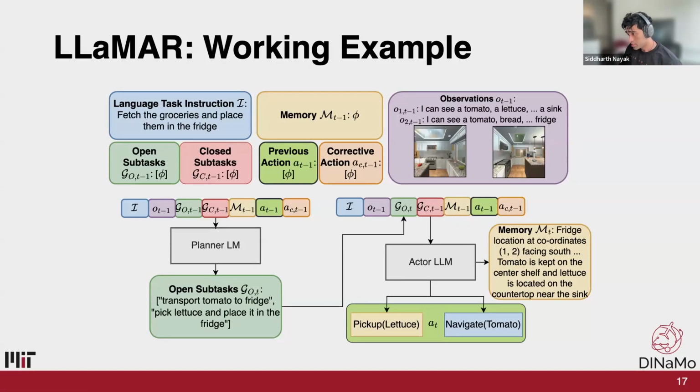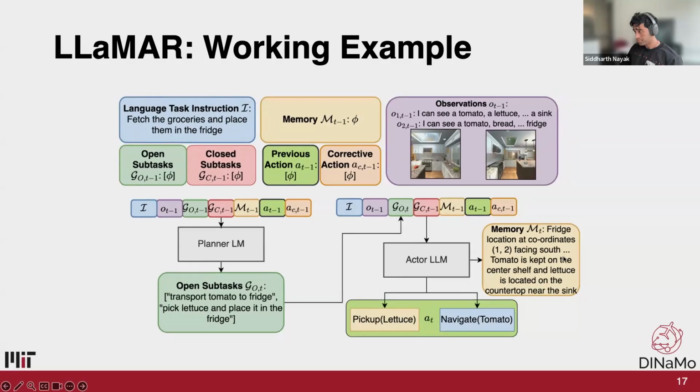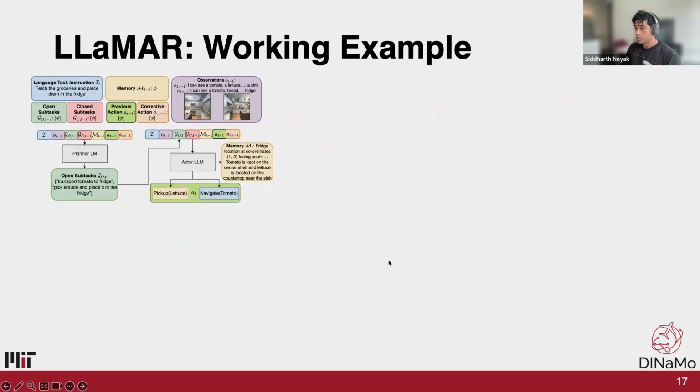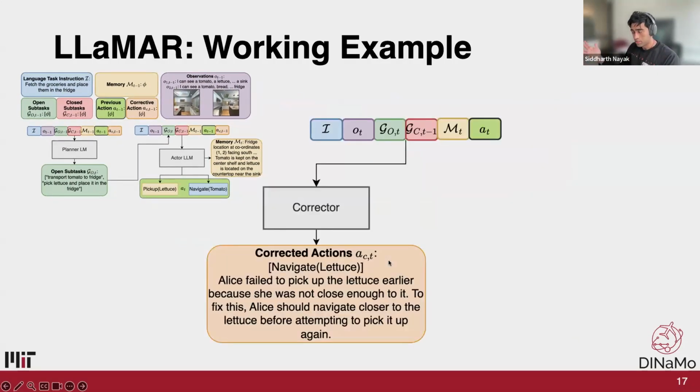If something fails, it goes to the corrector, as I said previously. Once you execute these actions, something might fail. In this case, if it fails, you give it to the corrector. What the corrector does is basically reason on what went wrong, try to come up with the reason, and suggest a corrective action.